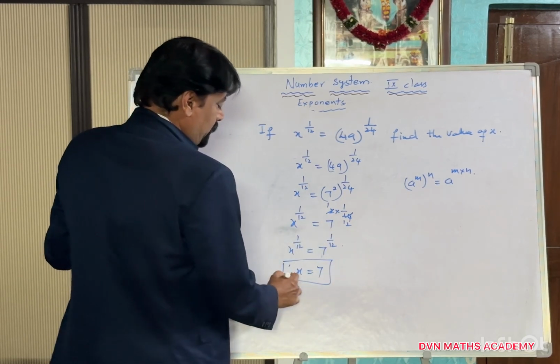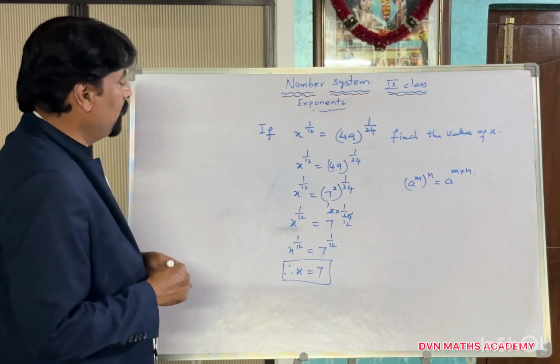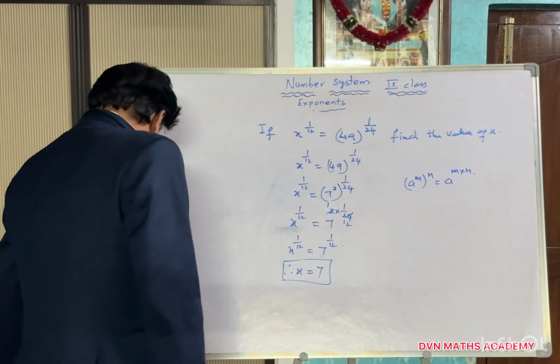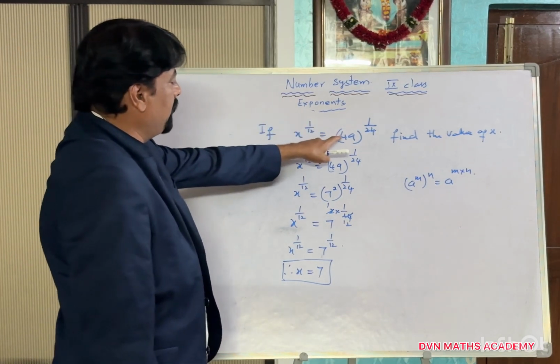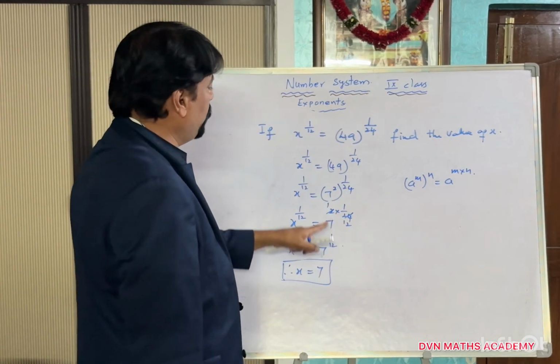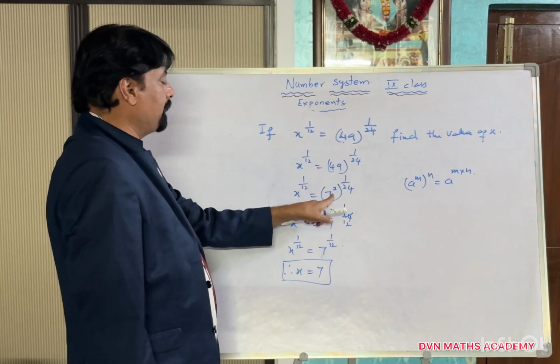So this is the solution of the given question. Like these questions also you will get in 1 mark. Sometimes it may be in 2 marks also. x to the power of 1 by 12 is given as 49 to the power of 1 by 24. This 49 we can write as 7 square.